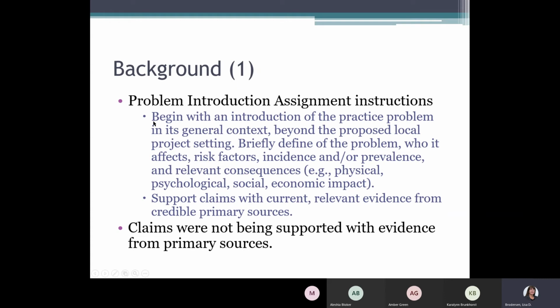The instructions included the following two instructions. You were to begin with an introduction of the practice problem in its general context beyond the proposed local project setting, and briefly define that problem, who it affects, risk factors, incidence, prevalence, and relevant consequences, such as physical, psychological, or social, economic impact. And then any claims that you made in your description of that problem should have been supported with claims from current relevant evidence from credible primary sources.